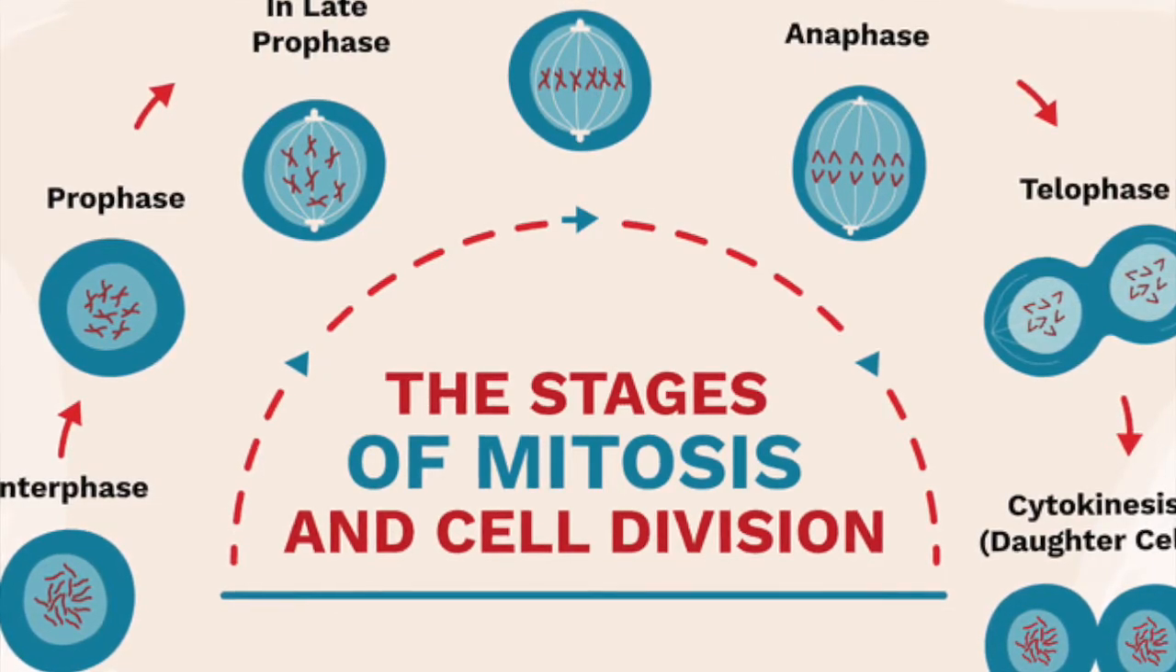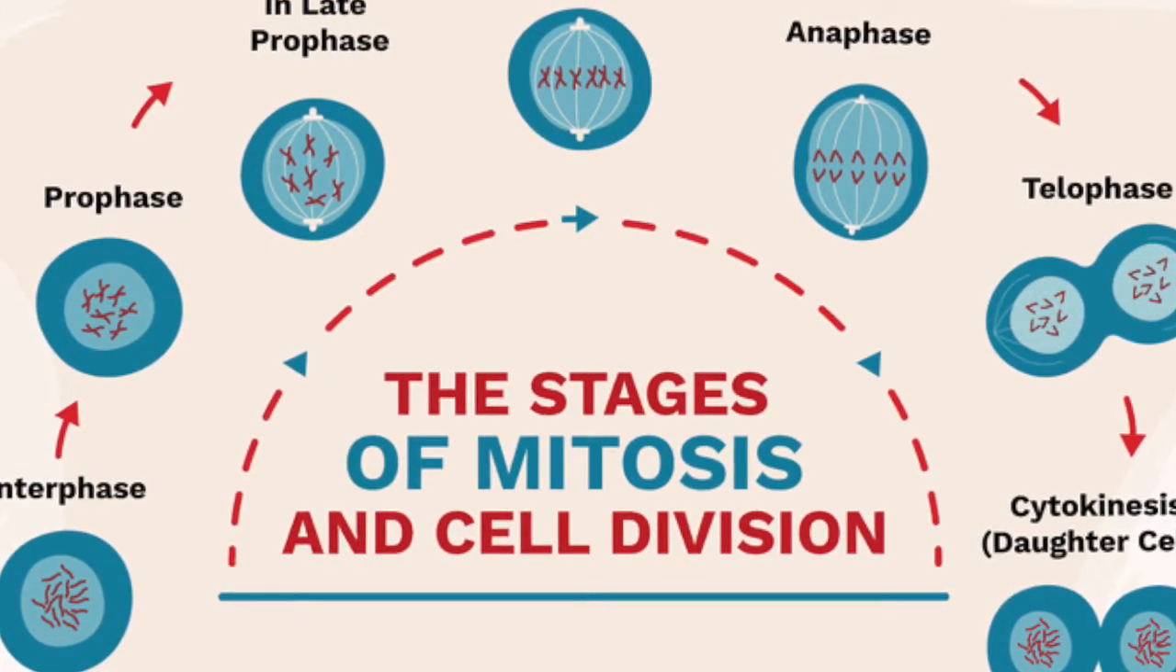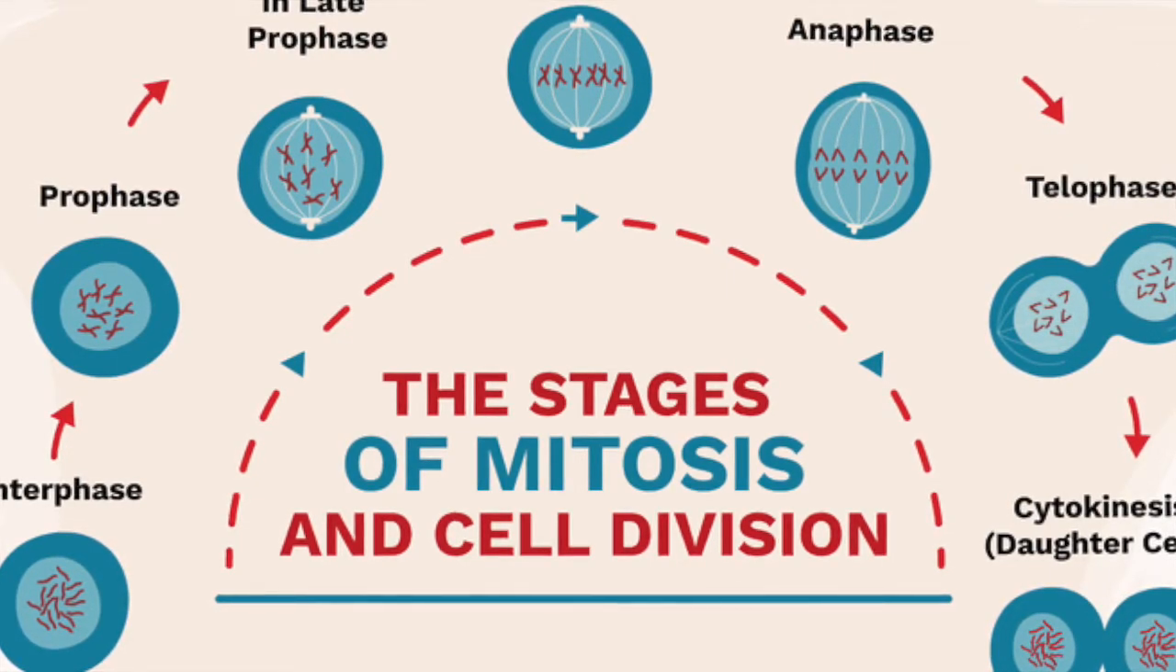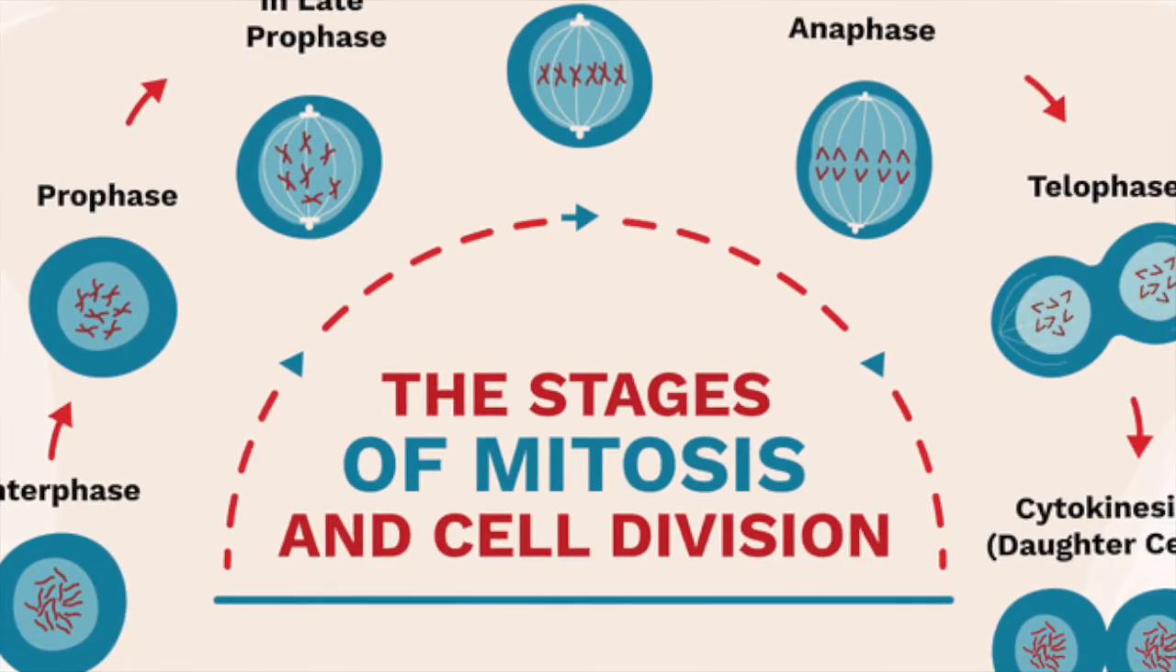In telophase, the spindle is broken down into building blocks, and then two new nuclei form, one for each set of chromosomes. Nuclear membranes and nucleoli appear. The chromosomes begin to decondense and return to their stringy form.